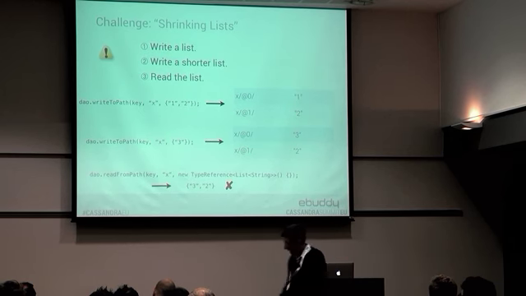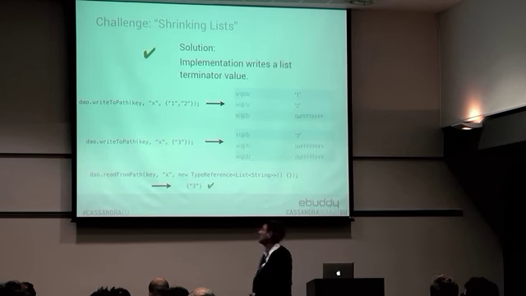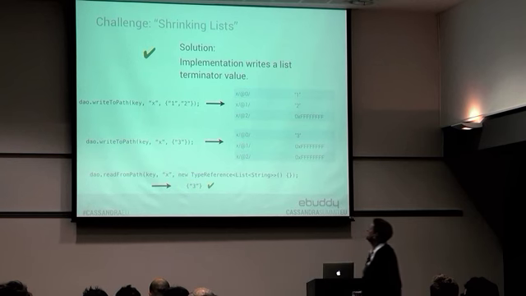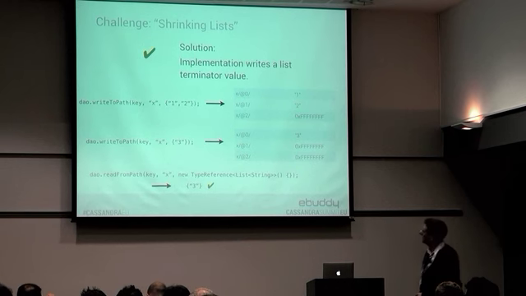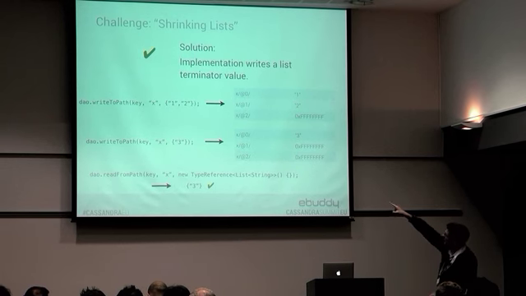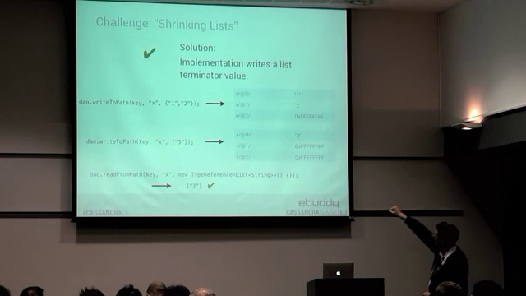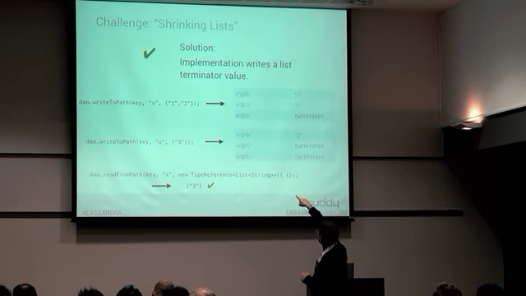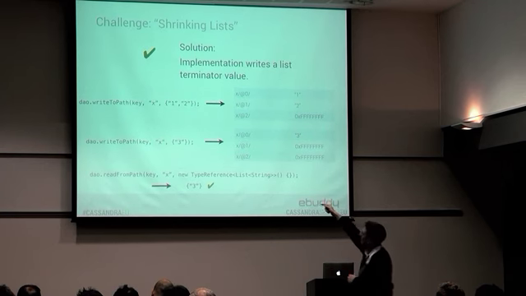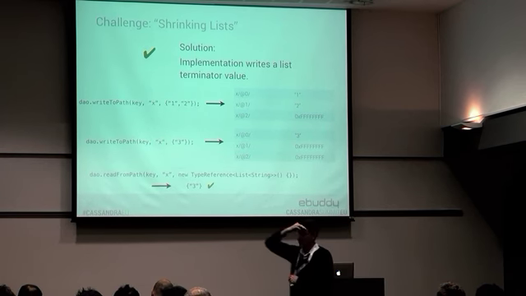So how do we fix that problem? Well, the implementation writes a ListTerminator column. So when you write 1, 2, sorry, X@0 is 1, X@1 is 2, and it writes an extra element, which is a special terminator.